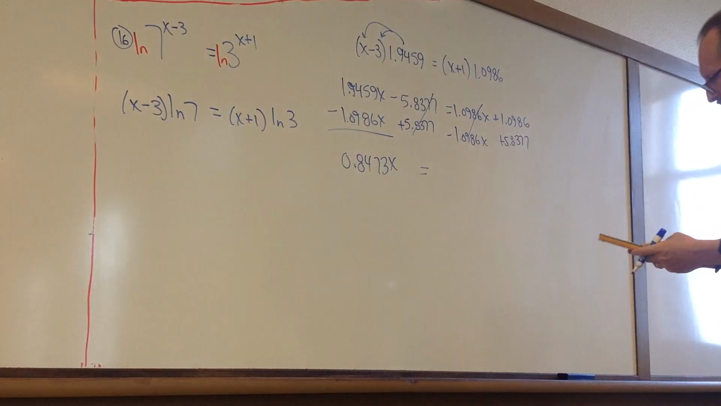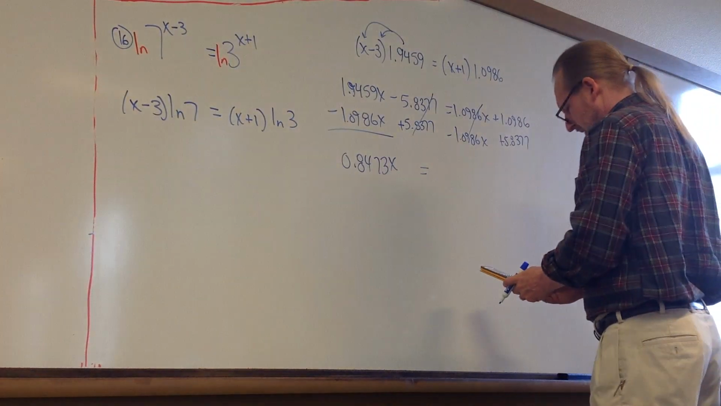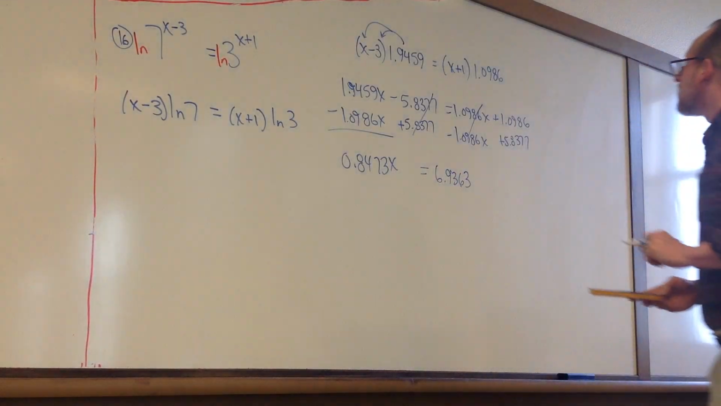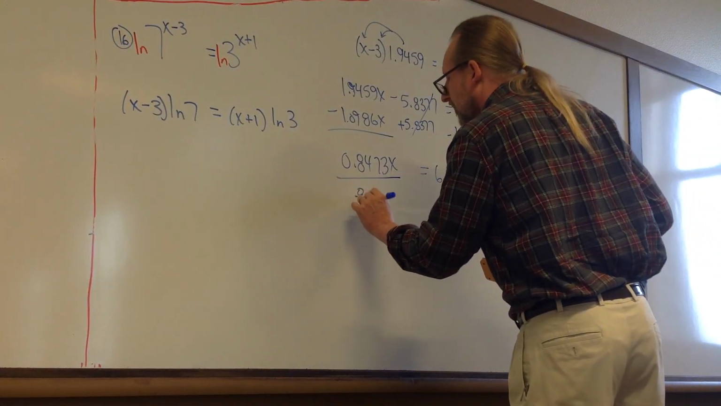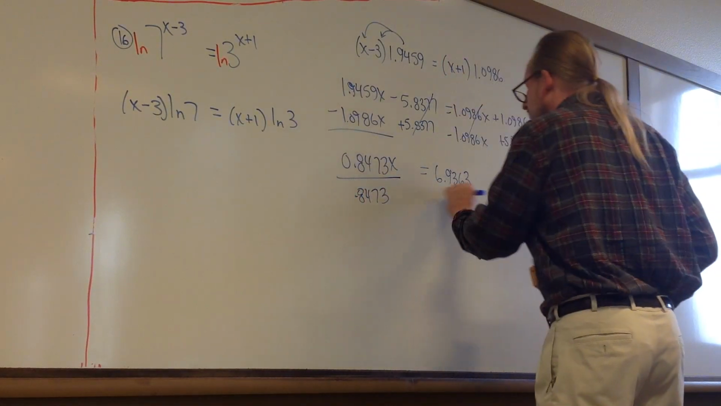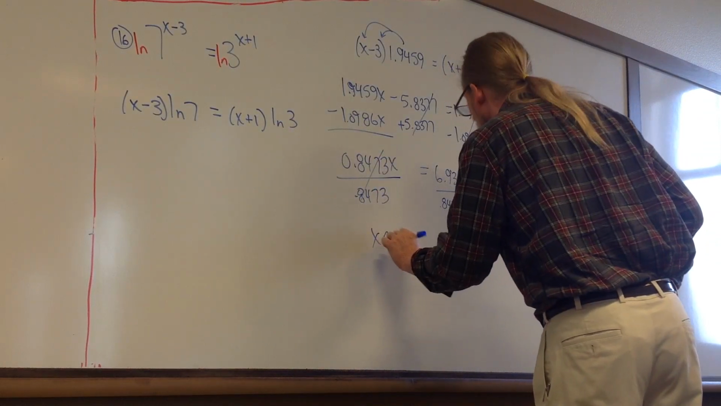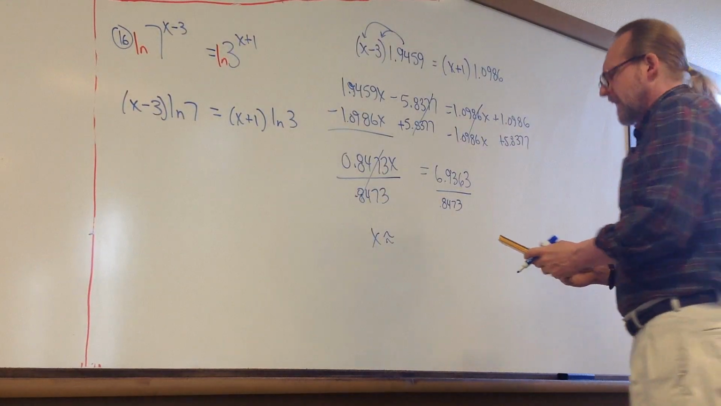So over on this side, 1.0986, 5.8377, 6.9363. Okay, looks good. Now we'll divide on both sides by 0.8473. So 6.9363 divided by 0.8473, 8.186.